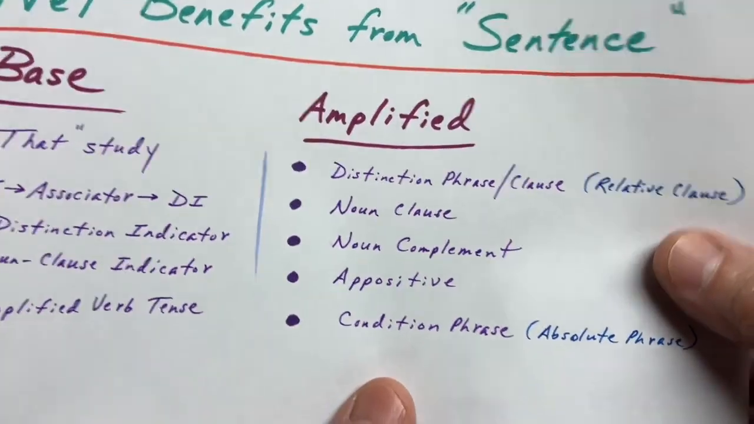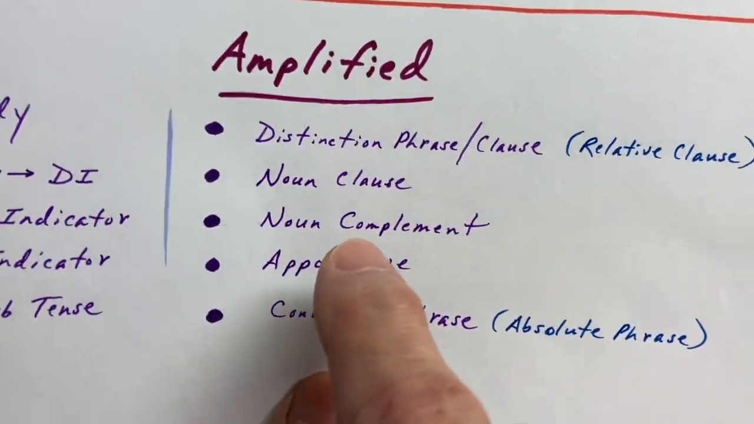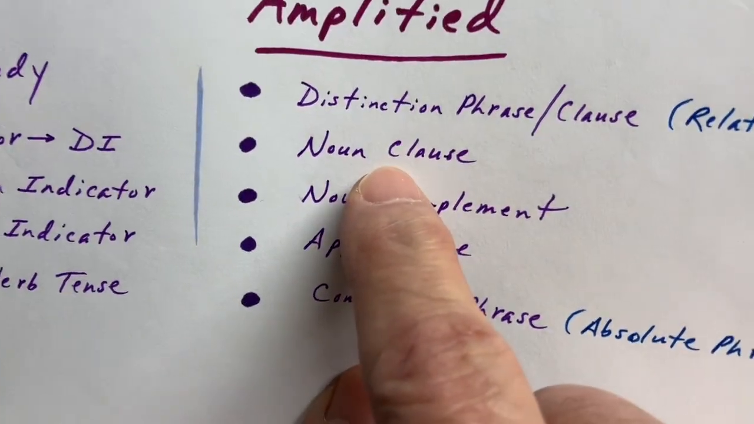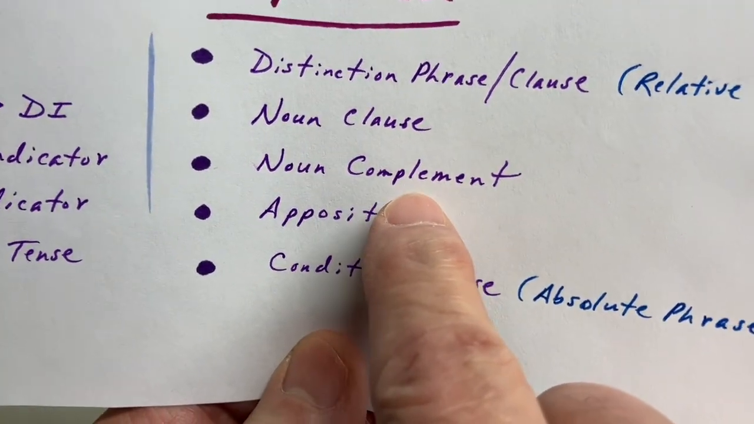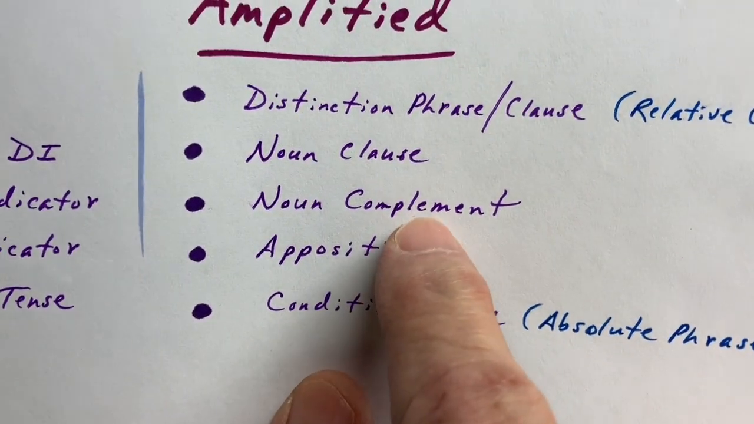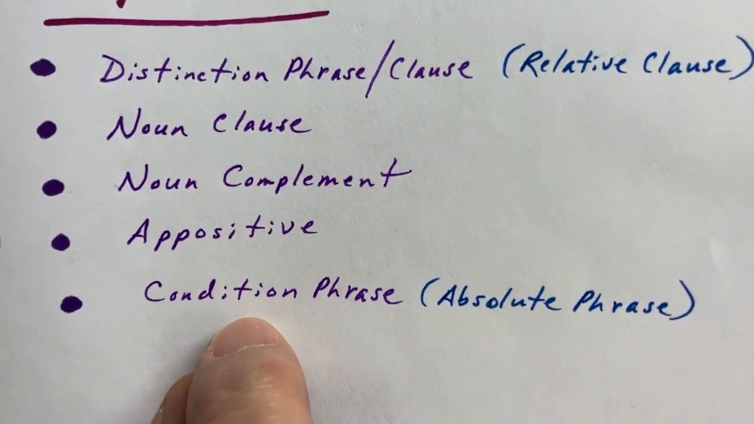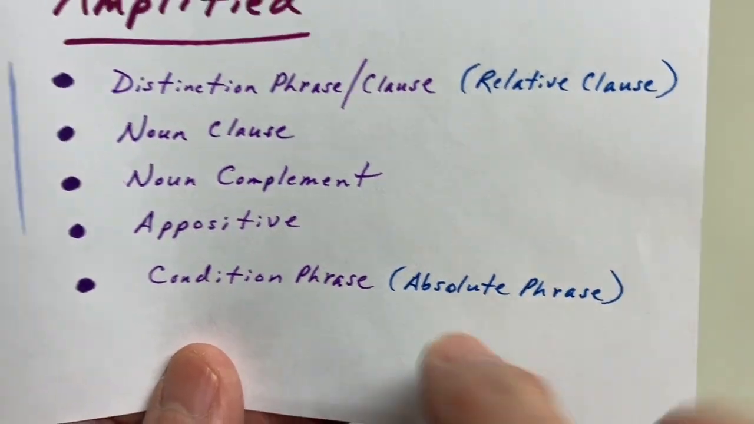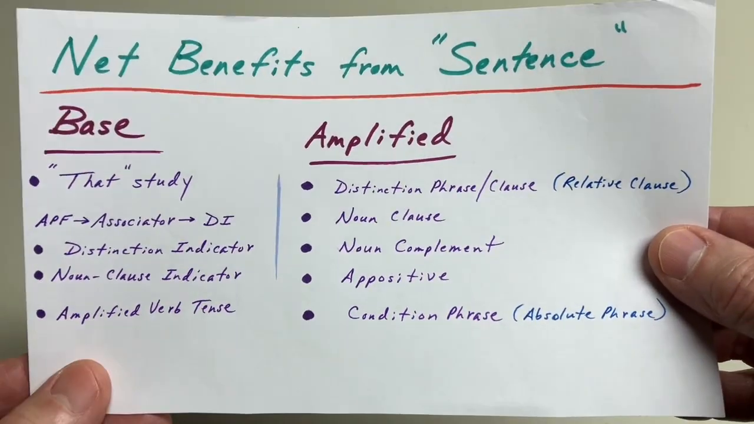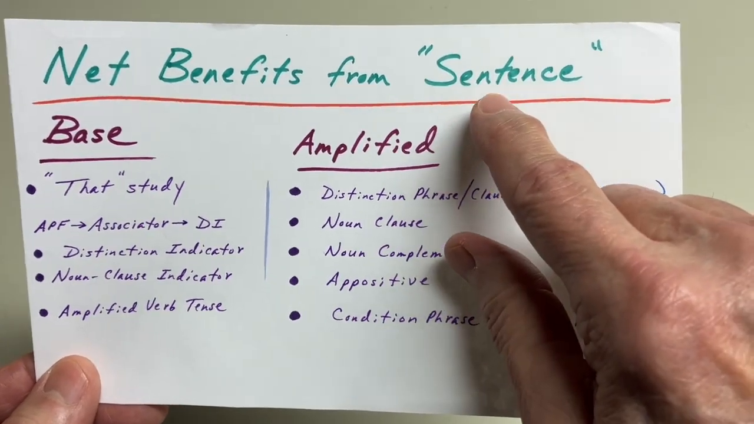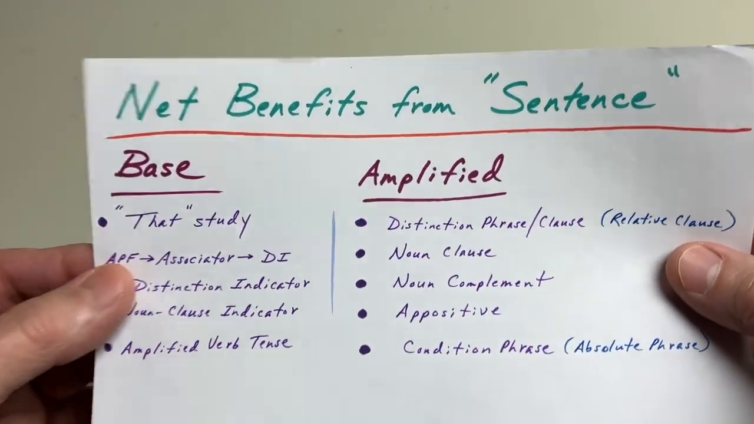And then the amplified level, from that I got my distinction phrase and clause, which you would call relative clause, horrible name, horrible. I developed a noun clause as far as it can go, farther than anybody, I think, on the internet. I developed and discussed a noun complement more extensively than I think anybody. I fixed and cleaned up the appositive, and I developed the condition phrase, which you would call an absolute phrase. That's a crappy name. But the point is, all my grammar ideas and all my impetus to do grammar came from just looking at the sentence and saying, hey, what is it really? What's happening here inside this sentence? And that's what this video was about.